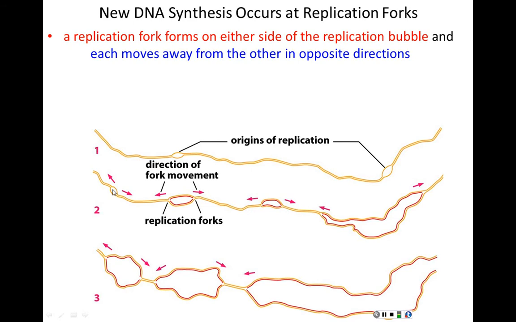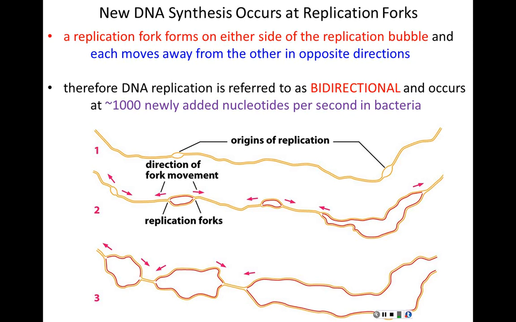Those replication forks continue to move apart from one another until finally they join and the entire long DNA molecule has been replicated. This means that DNA replication occurs bidirectionally. DNA replication is bidirectional. This refers to the fact that the replication forks are moving in opposite directions.